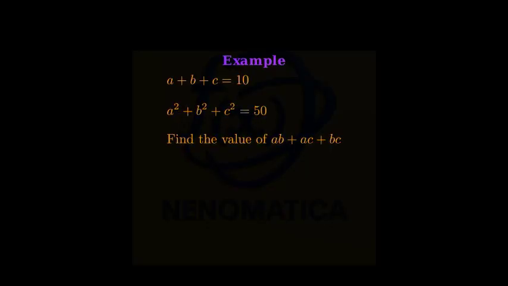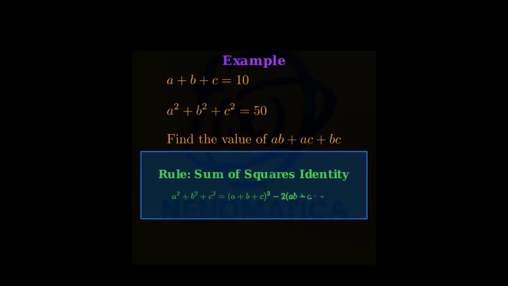We're given that a plus b plus c equals 10 and a squared plus b squared plus c squared equals 50. We need to find the value of the expression ab plus ac plus bc. We'll solve this problem using an algebraic identity. The identity states that a squared plus b squared plus c squared equals the square of a plus b plus c, minus 2 times the sum of products, ab plus ac plus bc. Let's write this more formally.